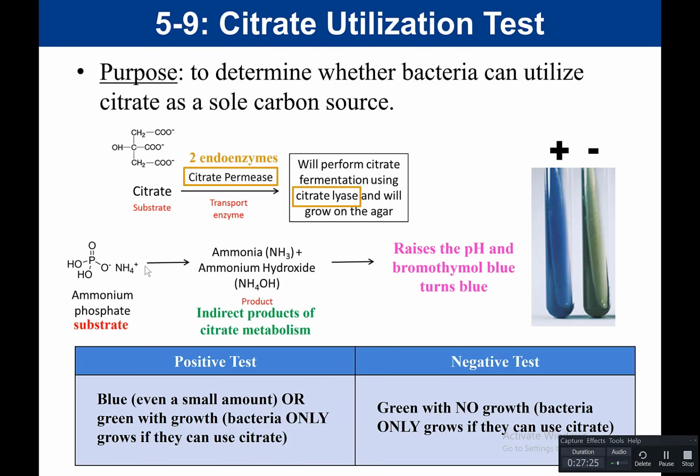So this is what you need to study for the citrate test. This one is a little more complicated because it's not a direct test. Again, there's more than one substrate in this test. There is more than one product. There is more than one enzyme, but you want to study all of those. And you want to know, what does a positive look like and why? And what does a negative look like and why?